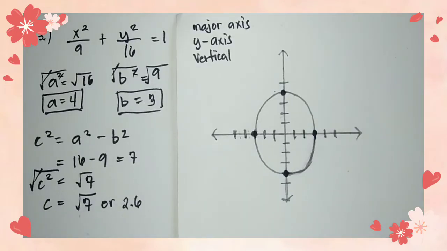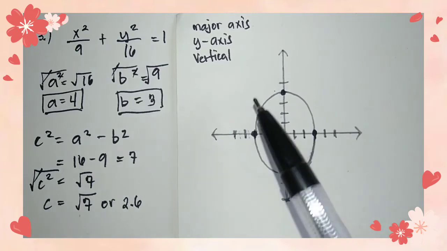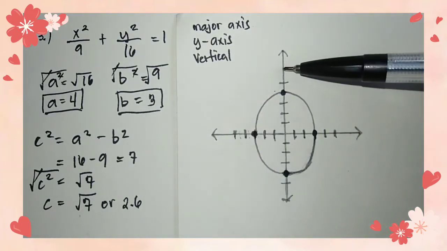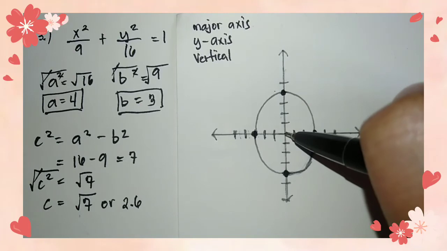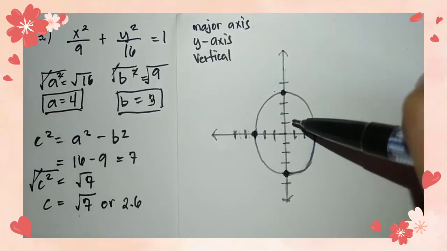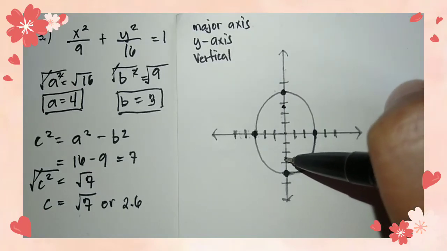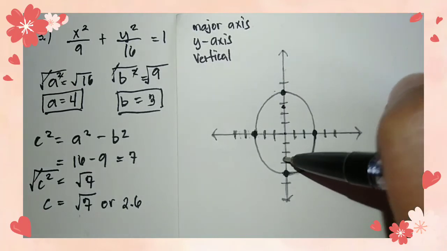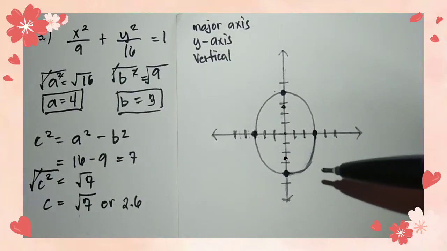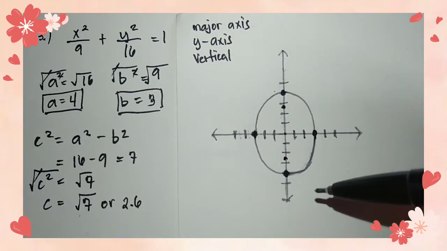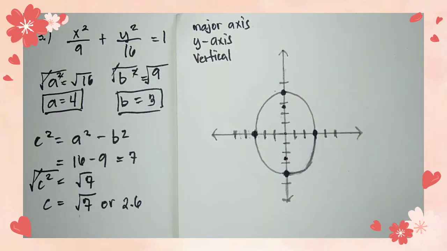Next thing to do is to plot our foci since we have vertical ellipse and ang major axis natin is on the y-axis. So we have from the center 2.6 units upward and downward. 1, 2.6. 1, 2.6. So, ito na yung ating foci. Remember, ang foci is always nasa loob ni ellipse and nandun siya sa major axis natin.